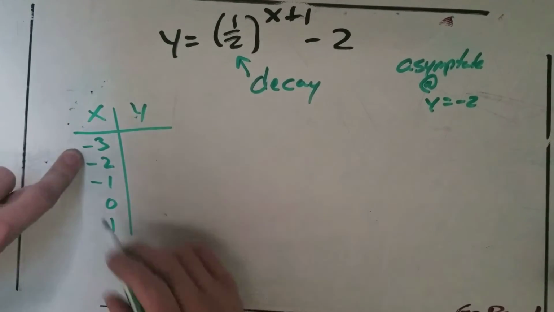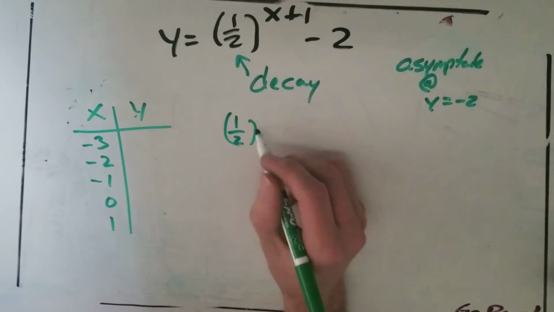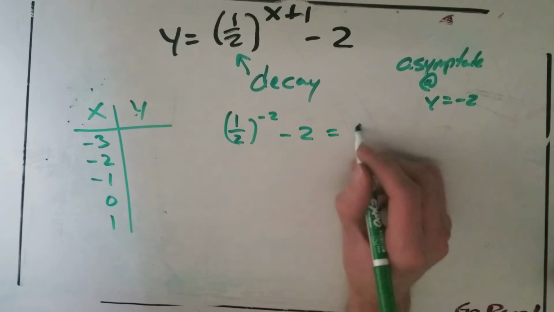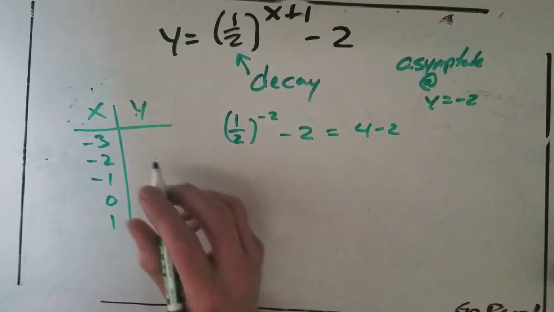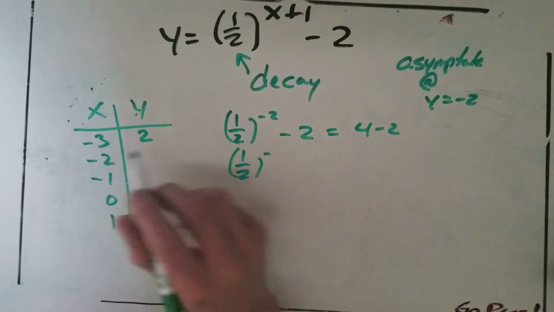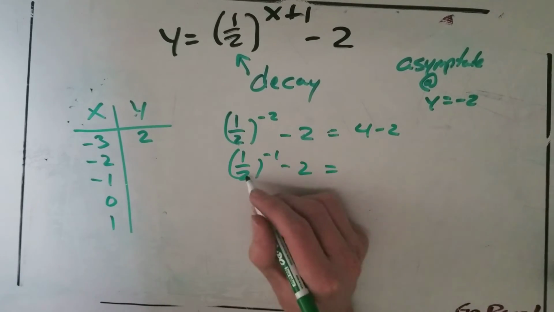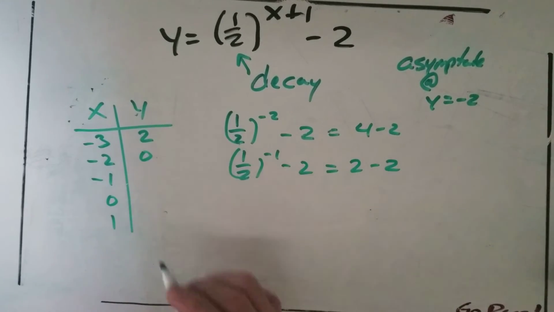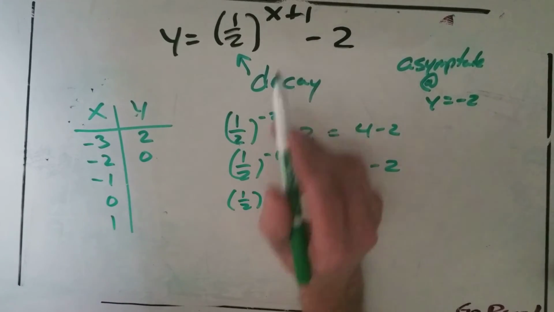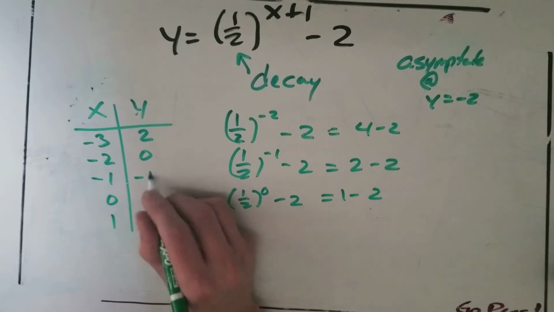So when we put -3 into here, we're going to have 1/2 to the -3 plus 1, which is the -2, minus 2. 1/2 to the -2 is going to give us 4 minus 2. That's going to make us have an output of 2. 1/2 to the negative, you put -2 in here, you're going to end up with -1 minus 2. This ends up being 2 minus 2, which gives us a nice 0. 1/2 to the, you put -1 in the function, you're going to end up with a 0 up here. So we're going to end up with 1 minus 2, which is -1.